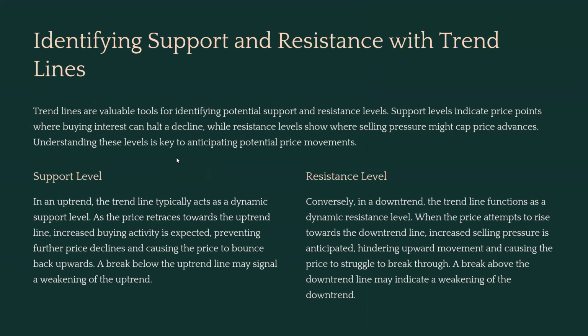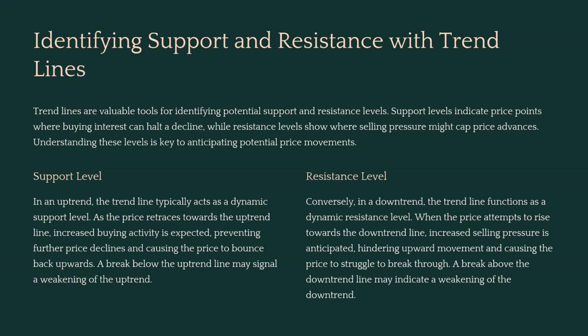So how do we identify support lines with trend lines? Trend lines are valuable tools for identifying potential support and resistance levels. A support level indicates a price point where buying interest can halt a decline, while a resistance level shows where selling pressure might cap a price advance. Understanding these levels is key to anticipating potential price movement.